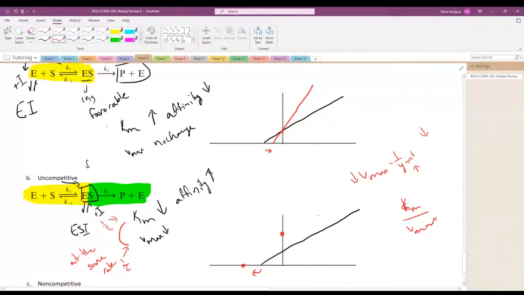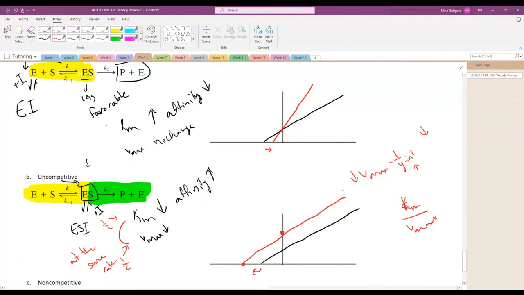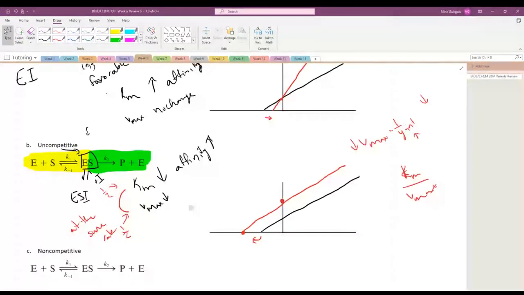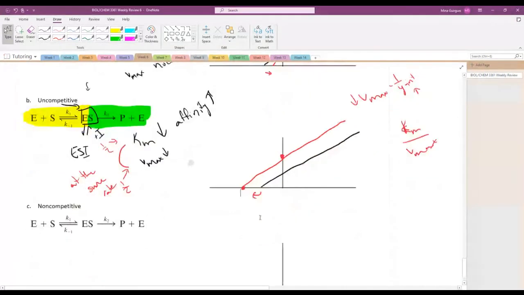I'm doing my best to draw these as similarly as I can. You get parallel lines when you have an uncompetitive inhibitor. I think that's fascinating. I personally love it.